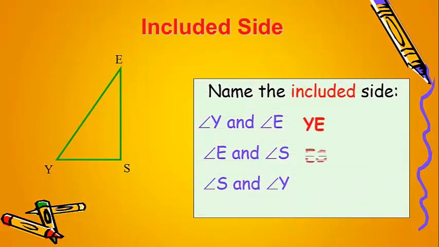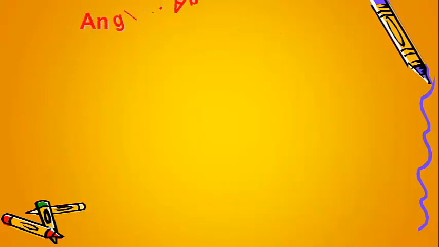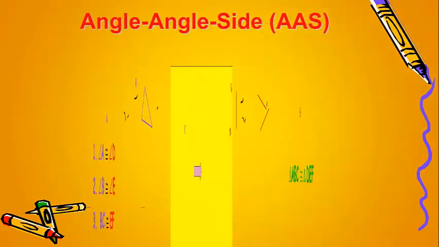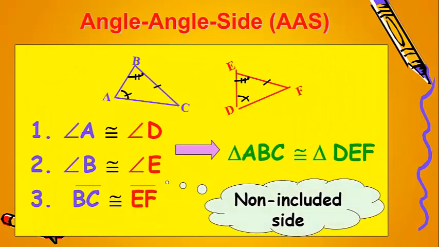Now let's go for the A.A.S test, angle, angle, side. Here just follow the sequence: angle, angle, and then one side. So in triangle ABC and triangle DEF, angle A is congruent to angle D and angle B is congruent to angle E, and the side comes afterwards in the sequence. So BC is congruent to EF, and here the side is not included. So these two triangles are congruent by angle, angle, side.